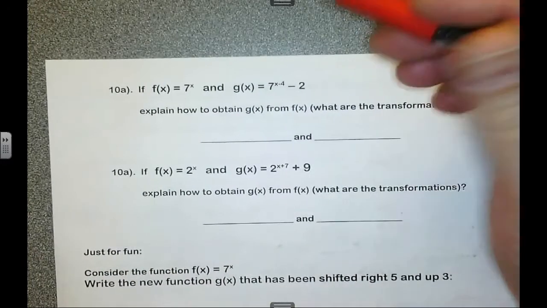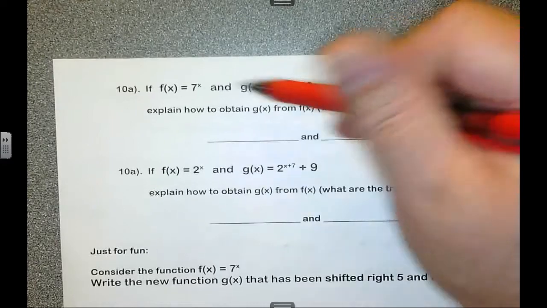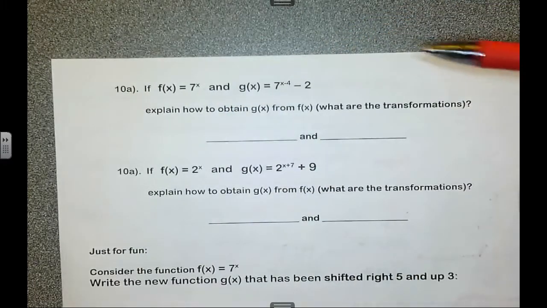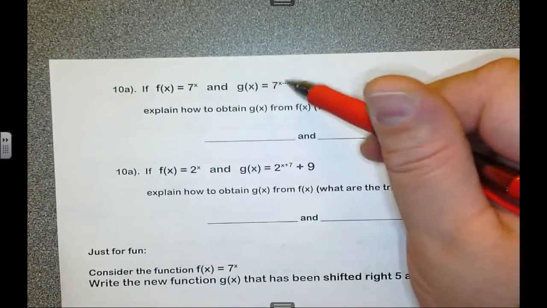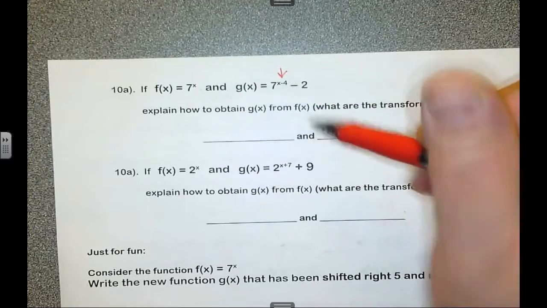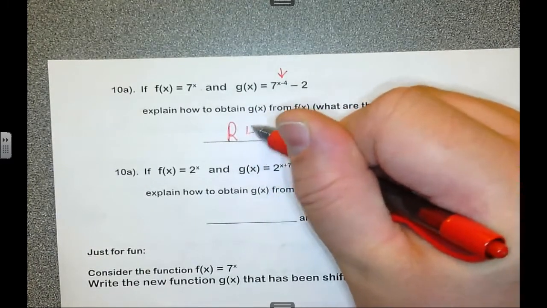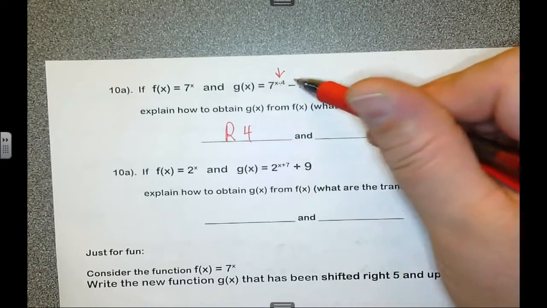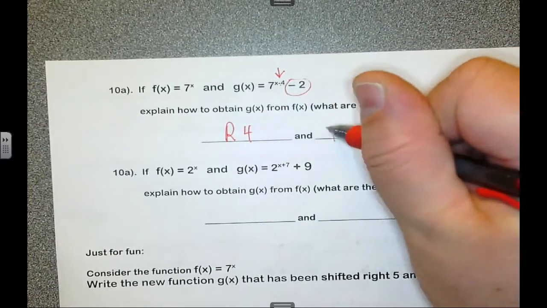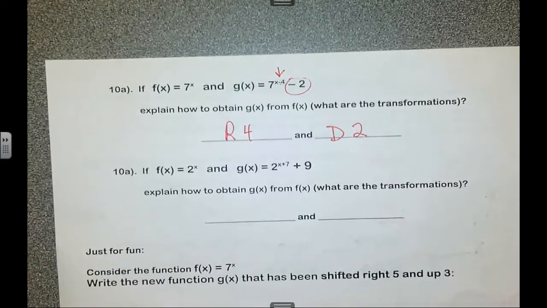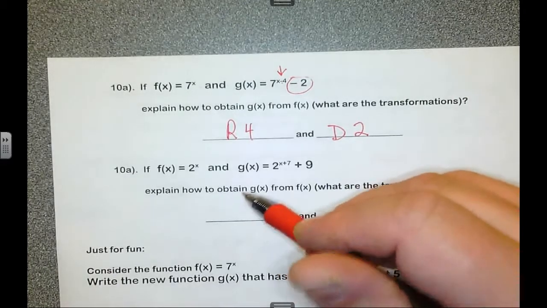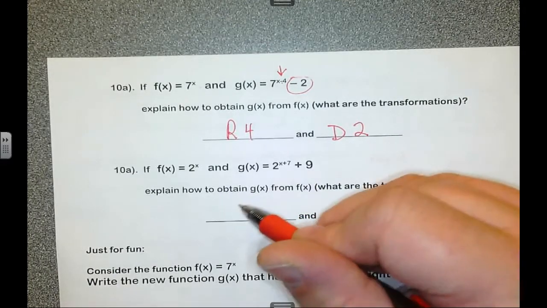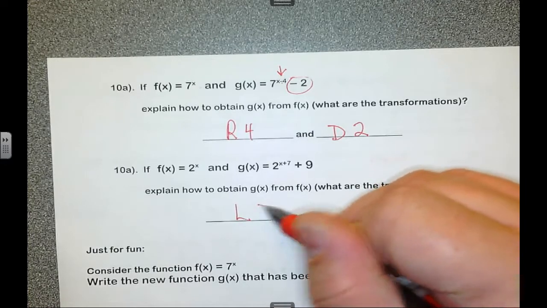Okay, transformations of growth and decay. I look at the exponent, and then I look at what's happening outside that term. Inside the term, remember it's the opposite sign. Outside, it's the same, down 2. Going to be left 7.